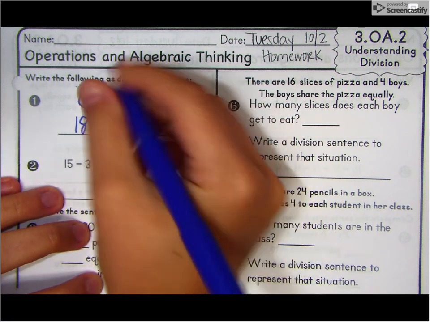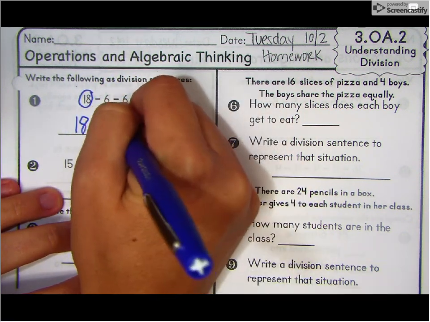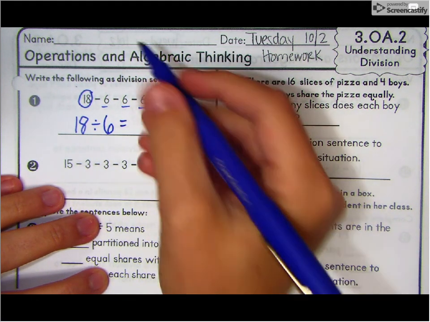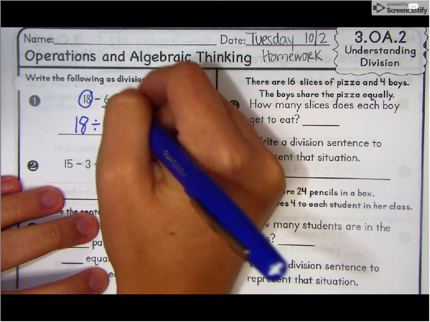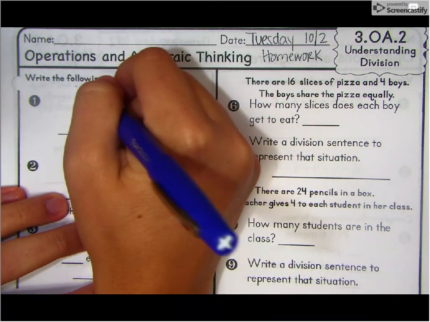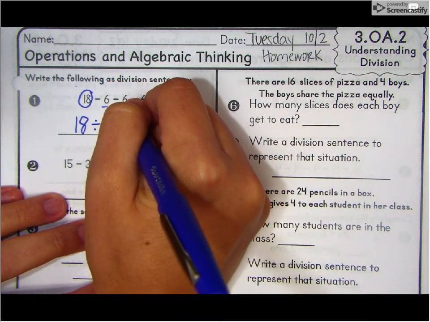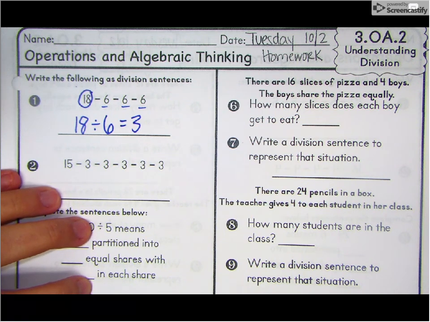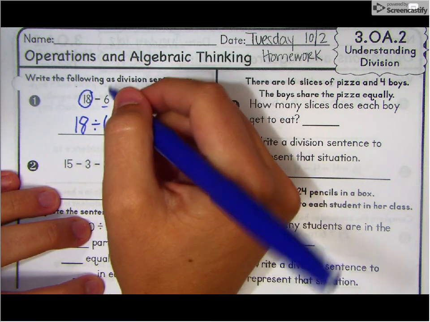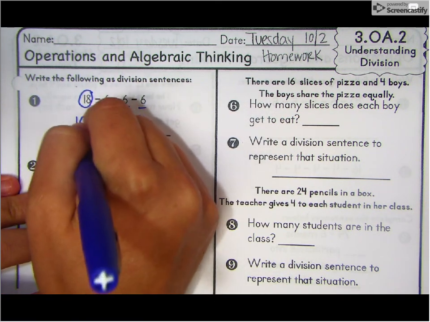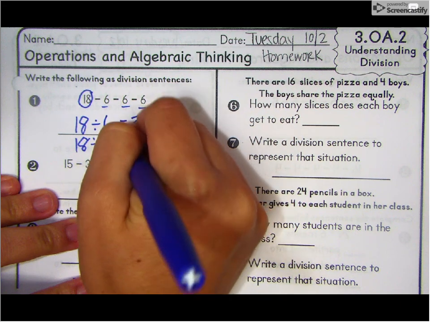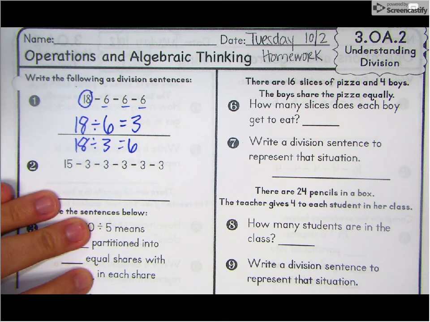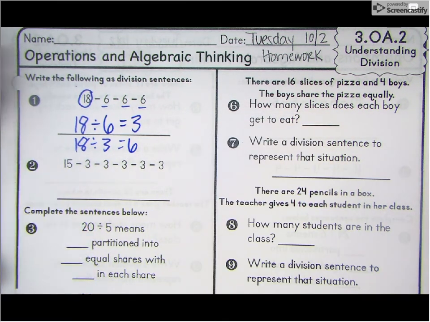So it's going to be 18 divided by 6 because that's one of the numbers that we have. And we don't have the other number, but we do know that 18 minus 6 is going to be 0. And we subtracted 6 3 times. So that is going to be our answer. 18 divided by 6 equals 3. If they wanted to do it the other way, 18 divided by 3 equals 6, that's fine too because we know that we subtracted 3 times and that there was 6 in each group. So either way is fine with division.